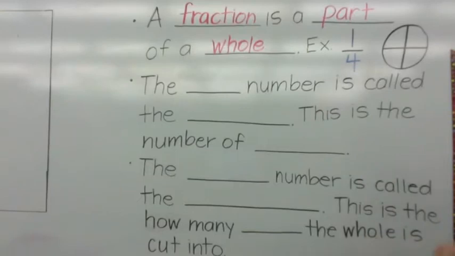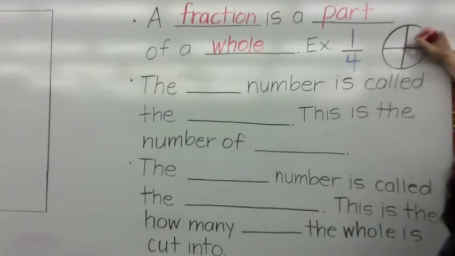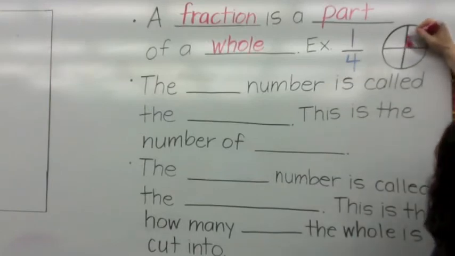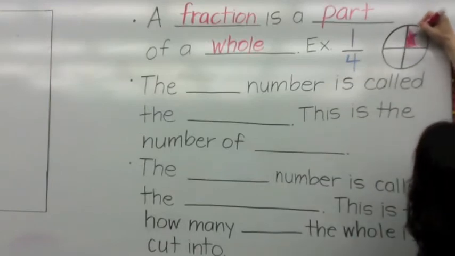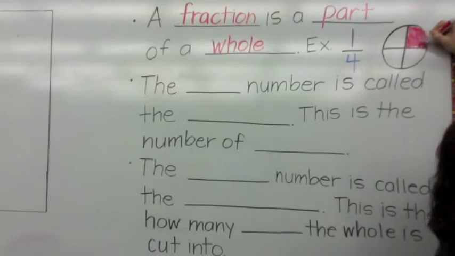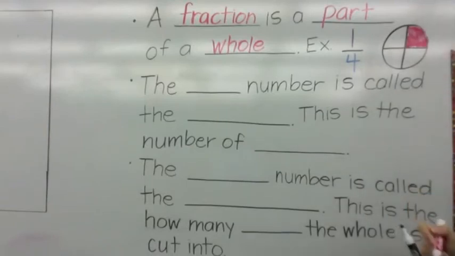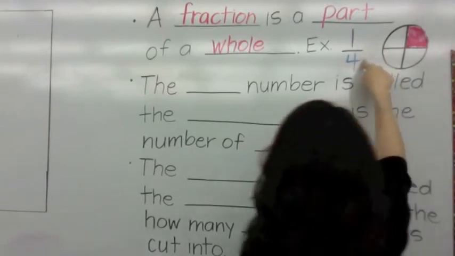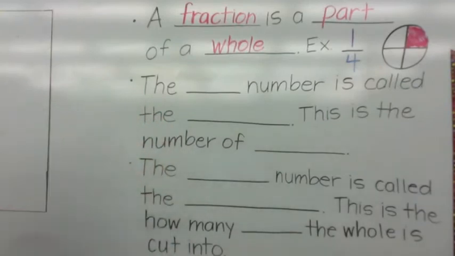Okay, how many parts are we talking about? How many parts? Just 1, right? Just 1. So you would represent this by shading in 1 part out of 4 parts. And this fraction is called 1/4. For example, I ate 1/4 of the pizza. I was very hungry. But the 1 and the 4 have very special names.